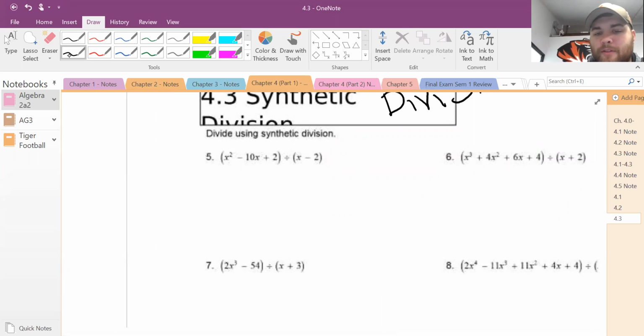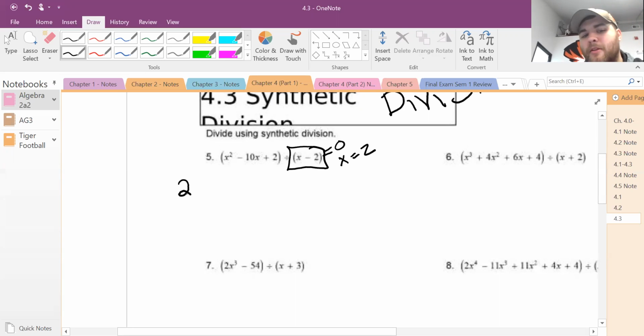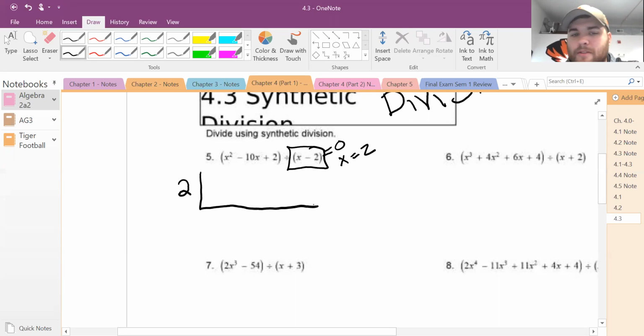So first things first, you want to solve this binomial for x. Set it equal to 0, solve for x. Well, we know x is going to equal 2 here. So here's what we put on the outside. We're going to put a 2 on the outside of this big kind of half-looking box.